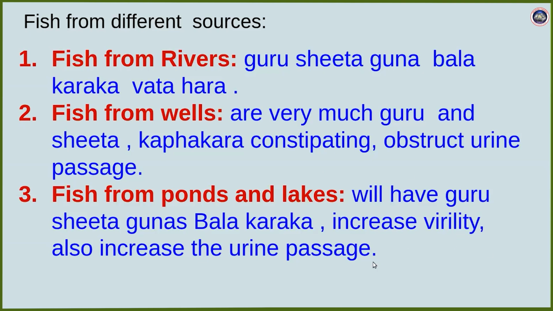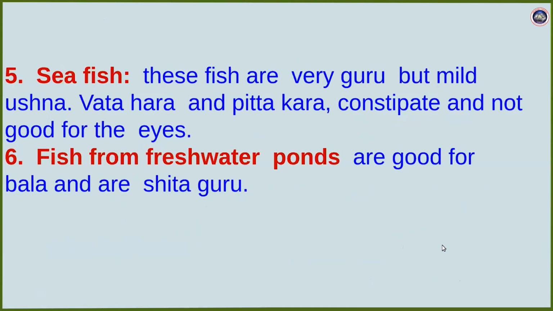But all other qualities are also there, which can give us a good property and good effect in the body. But before going for that good quality, we have to consider whether it is Guru or Laghu. These three fishes from three places are Guru. And sea fish, you can say, is also Guru and mild Ushna, that causes the burning sensation and Pitta Kara, that means all the heatness and constipation and burning sensation in eyes and burning sensation in urine, if taken in extra quantity.